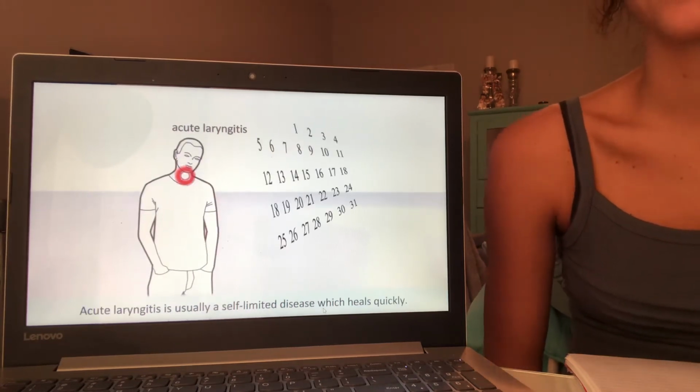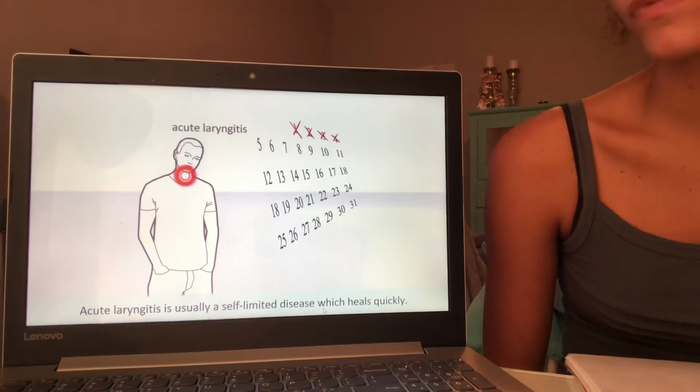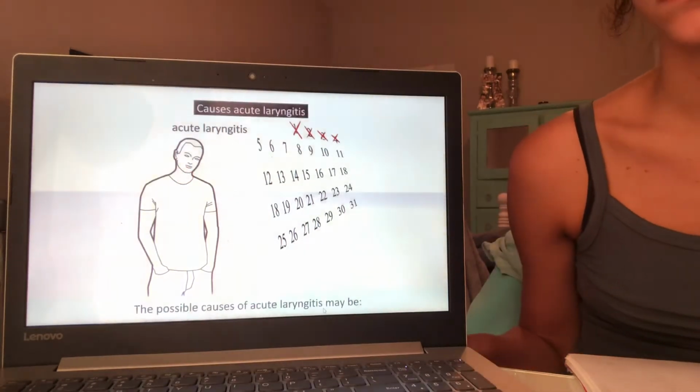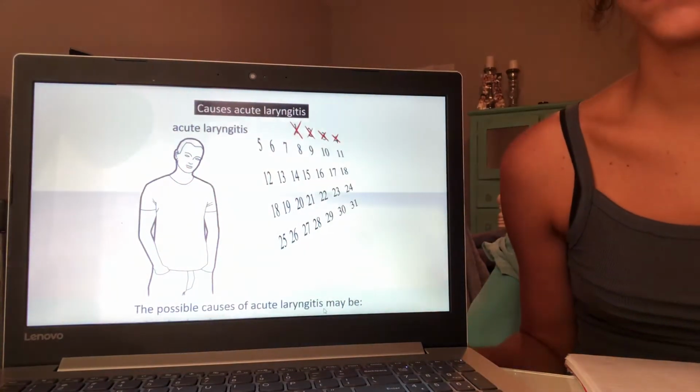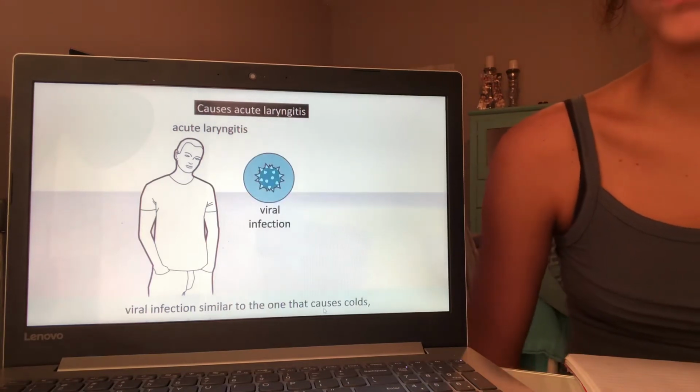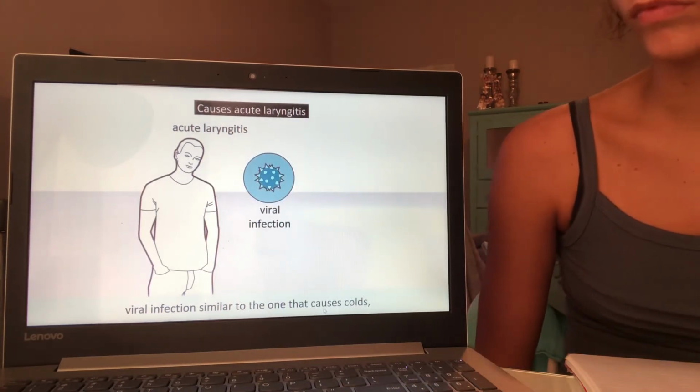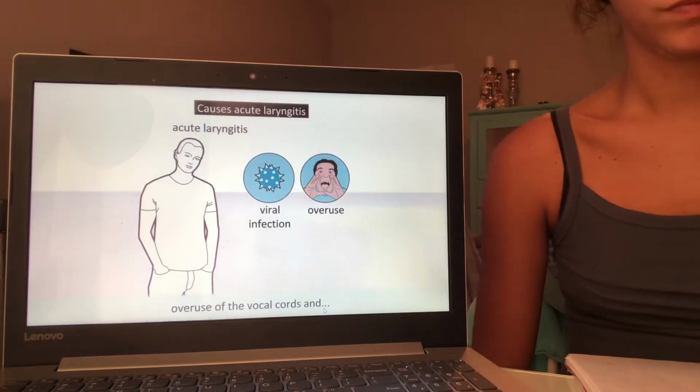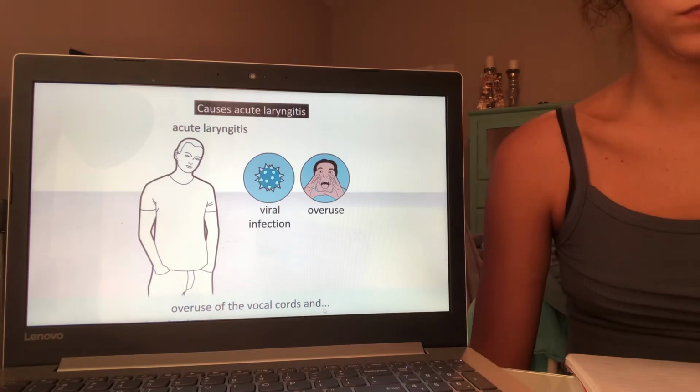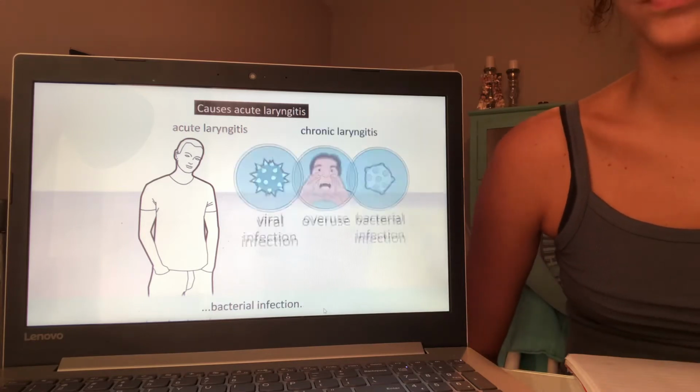Acute laryngitis is usually a self-limited disease which heals quickly. The possible causes of acute laryngitis may be viral infection, similar to the one that causes colds, overuse of the vocal cords, and bacterial infection.